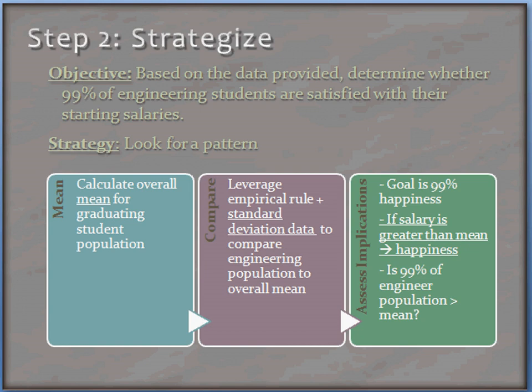We can do this by calculating the overall mean for the graduating student population, then comparing this mean to the engineering population by leveraging the empirical rule and standard deviation data we were provided. We know that the goal is 99% happiness, and that if a salary is greater than the mean, this will lead to happiness. So we can use the empirical rule to answer the question of whether 99% of the student engineer population is greater than the mean. If the engineer population is greater than the mean at a 99% level, then 99% will be happy.